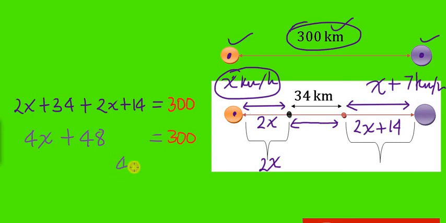So 4x equals 300 minus 48, isn't it? Here it is plus 48. If you shift it there, it becomes minus 48. So 4x equals 300 minus 48, which is going to be 252.